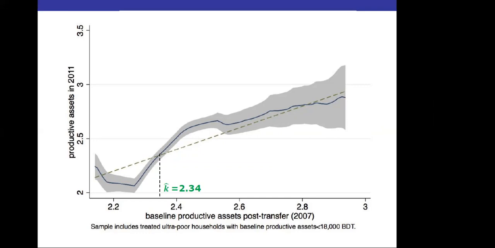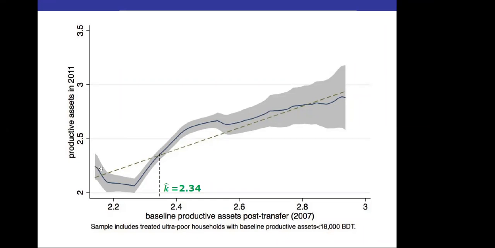If you look back at what we had done earlier, in the theoretical diagram, on the horizontal axis we have K_0 and on the vertical axis we have K_1. This would be the theoretical counterpart to that exercise. And this is what we see. This is a real curve we are estimating. We are literally plotting the log value of baseline productive assets post-transfer against the log value of productive assets in 2011, and fitting this non-parametrically.